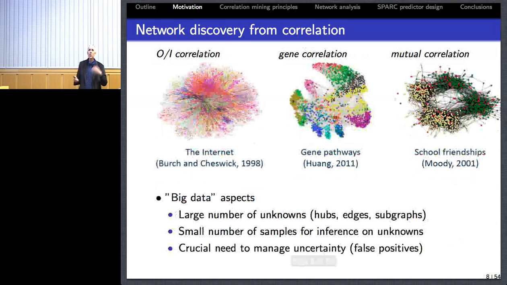So this is basically the problem of big data, right? That there's a large number of unknowns: hubs, the number of hubs being the number of genes, hubs being a gene that has lots of correlated co-expressors, if you're looking at gene expression; edges; or a number of subgraphs, which is exponential in P, the number of biomarkers. There's a very small number of samples to make inferences, and there's a crucial need to manage uncertainty.